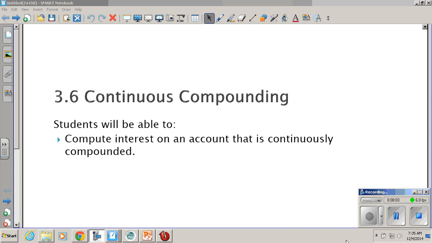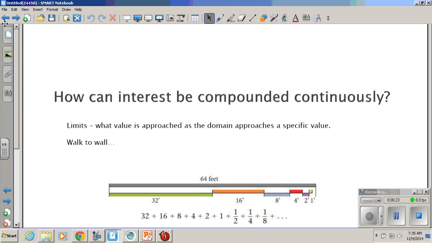Okay, we're most of the way through. We have a couple more lessons after this for Unit 3. And this is just compound interest that's continuously compounded. So that means it keeps being compounded quicker and quicker, which brings us to the idea of what's called a limit.